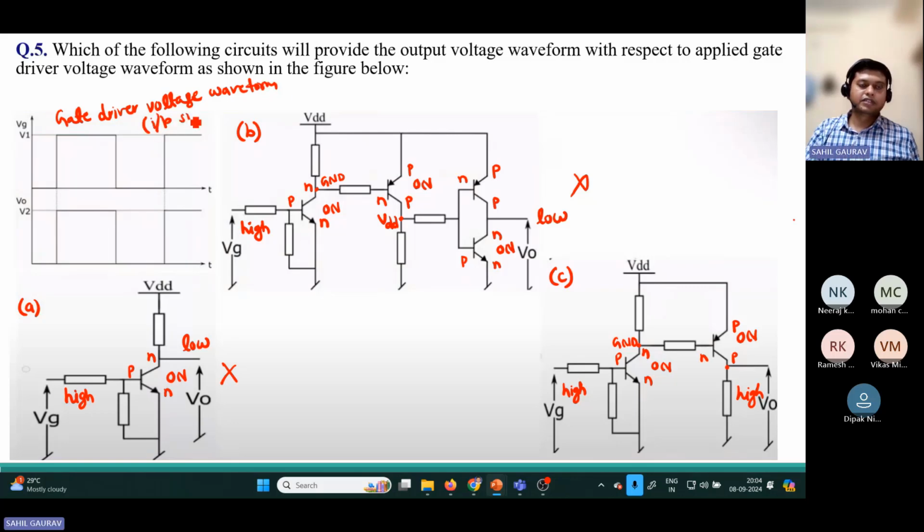This was the input signal, and this lower one is the output voltage waveform. So both are high or both are low. So that is matching with this C option. So C option is correct.